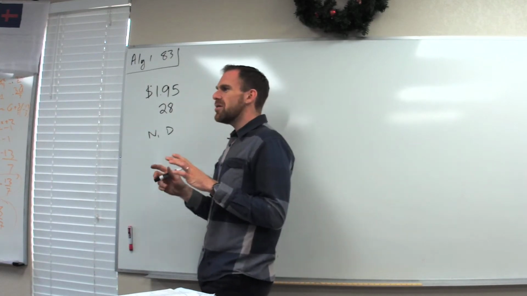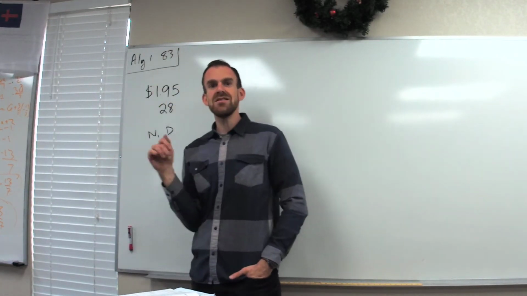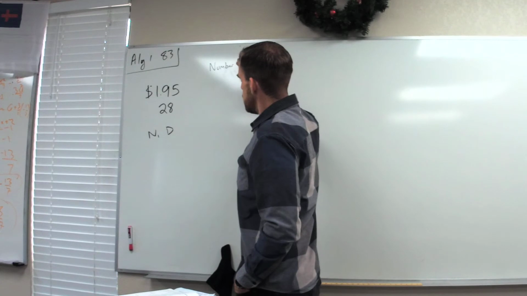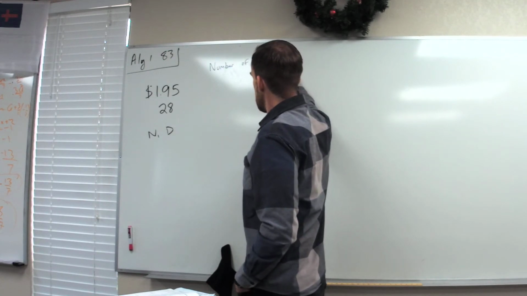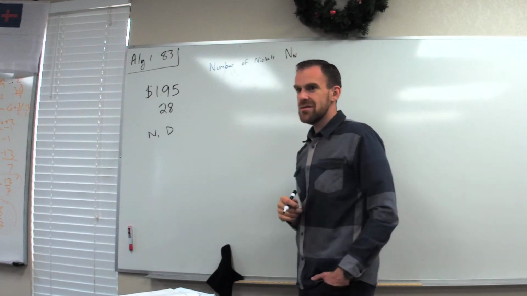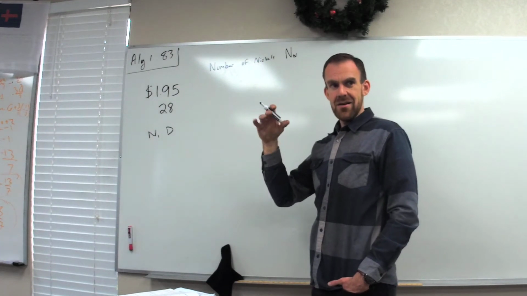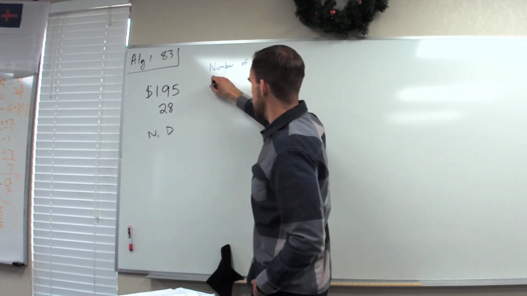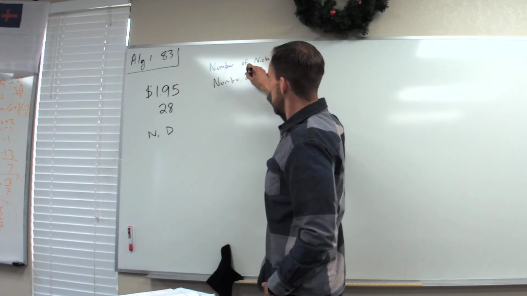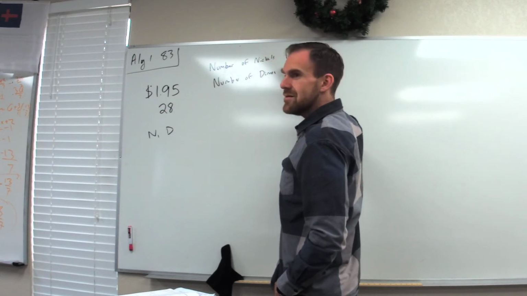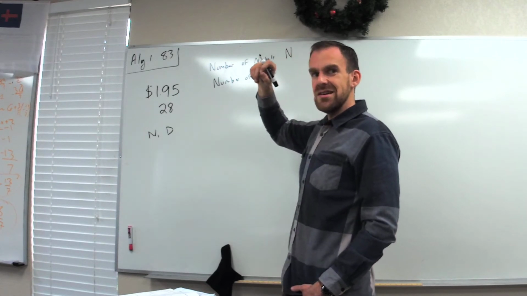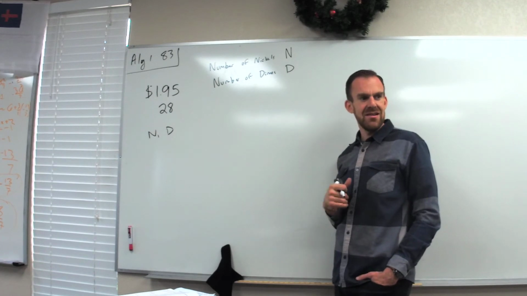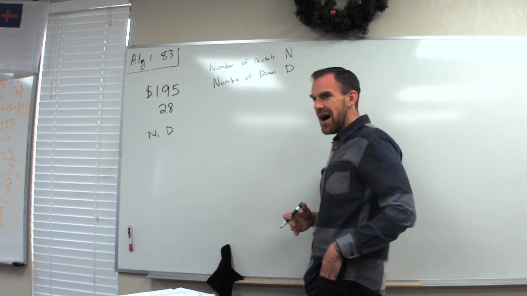So, how do we do this problem properly using algebra? Here's how we do it. We're going to call the number of nickels n. Your book's going to write out the number of nickels, but I am lazy, so I'm just going to do n for nickels. And the number of dimes, your book's going to say n sub d, but we're just going to use d. So you don't have to write all the subscripts, you can just do n and d. Sound good?